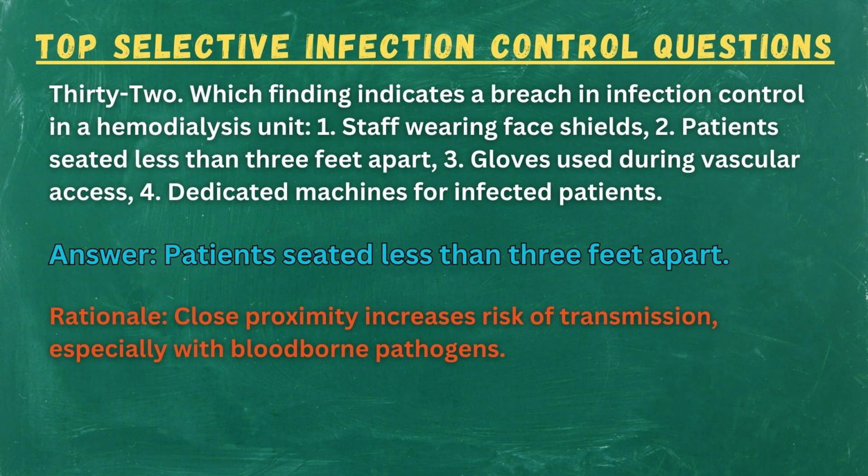32. Which finding indicates a breach in infection control in a hemodialysis unit? 1. Staff wearing face shields. 2. Patients seated less than 3 feet apart. 3. Gloves used during vascular access. 4. Dedicated machines for infected patients. Answer. Patients seated less than 3 feet apart. Rationale. Close proximity increases risk of transmission, especially with bloodborne pathogens.